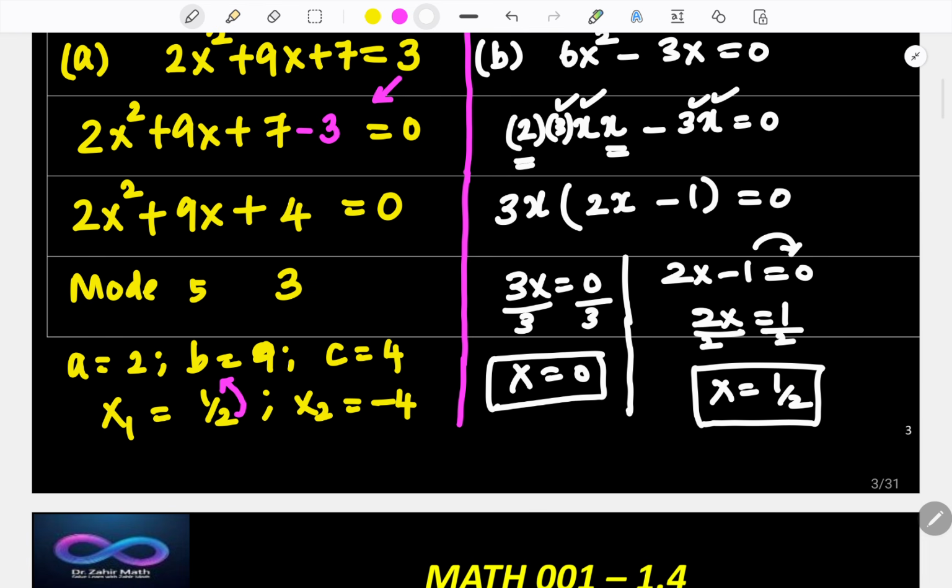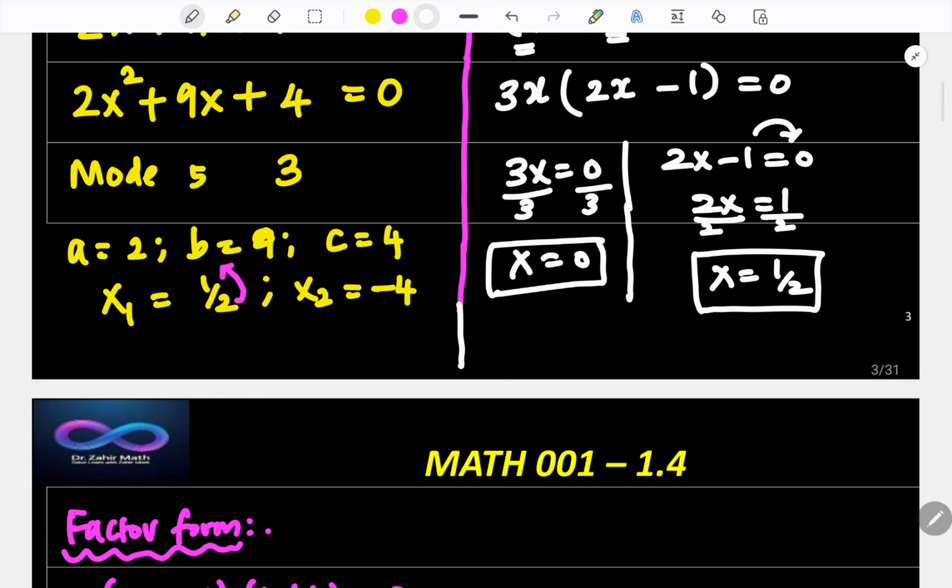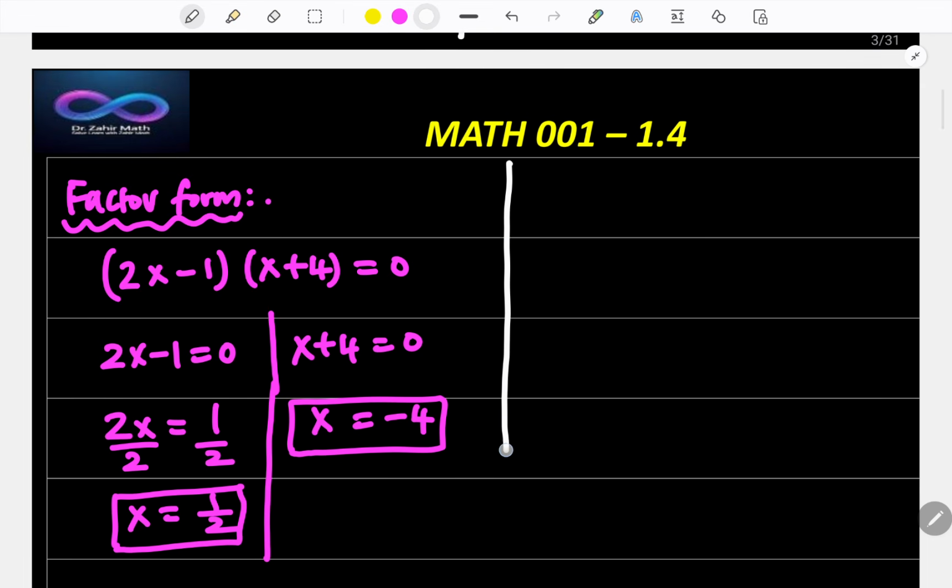Teacher, I'll make mistakes in the common factor. So what should I do, teacher? No worries. I'll tell you in the same method. So just listen carefully, okay? What is the equation? The equation is 6x square minus 3x equal to 0. Take your calculator, mode 5, 3.